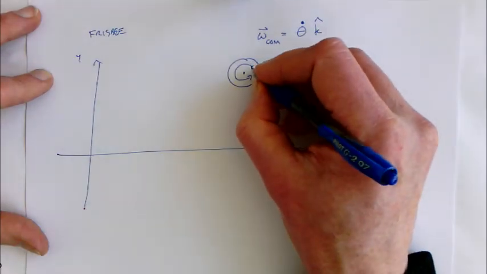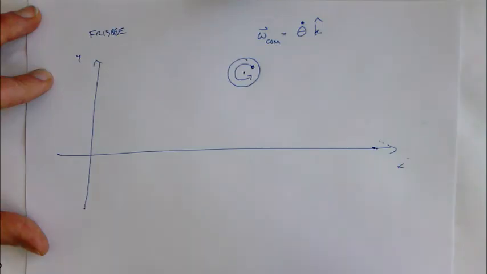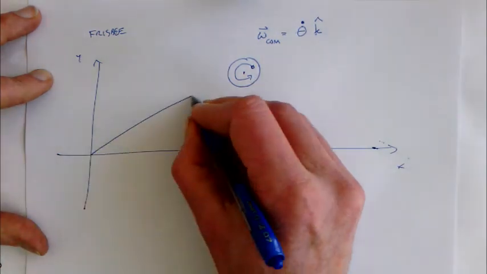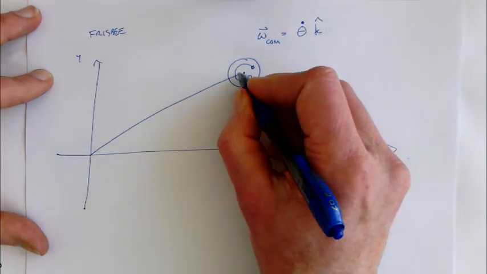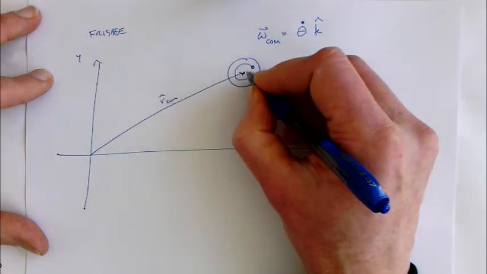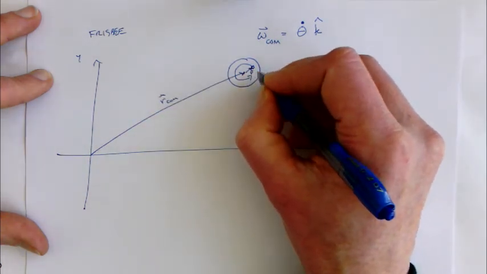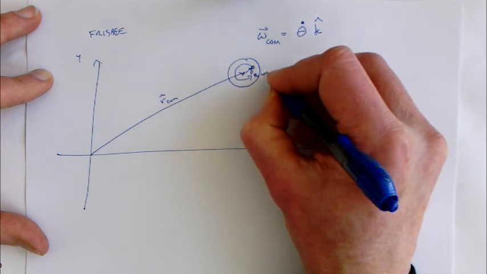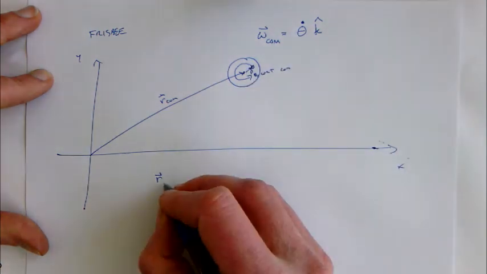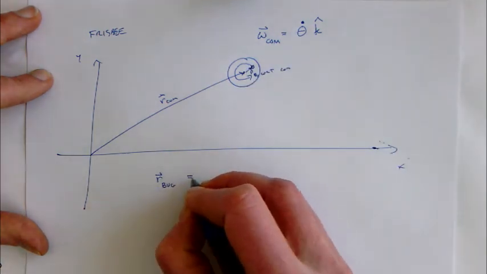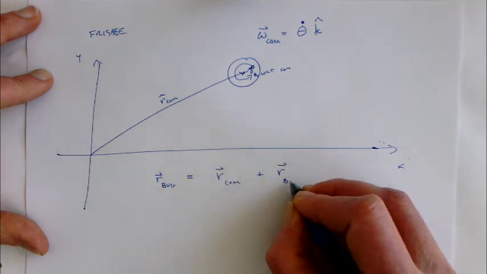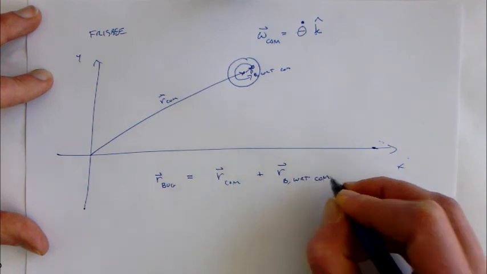If I'm interested in some bug that's sitting at a point on that frisbee, I could figure out what the velocity of that bug was by saying, you know what, the position of the bug in this coordinate system about this origin is this position, our center of mass, plus this position vector, which is the position vector of the bug with respect to the center of mass, right? So in general, the position of some point on the object, the bug, is equal to the position of the center of mass plus the position of the bug with respect to the center of mass. Okay?